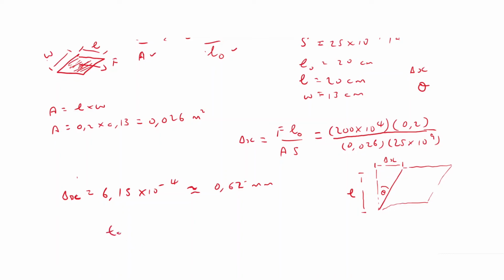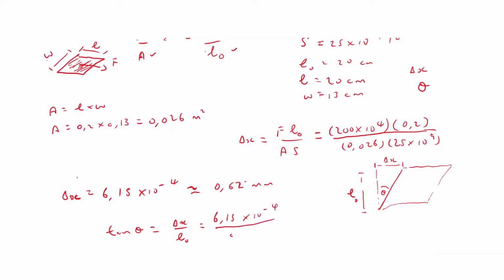So I could say that tan of theta is equal to the opposite, which is delta x, divided by L0, not L. It should be L0 even though they are equal. Then you just substitute that. So you basically use it as this, times 10 to the power minus 4.